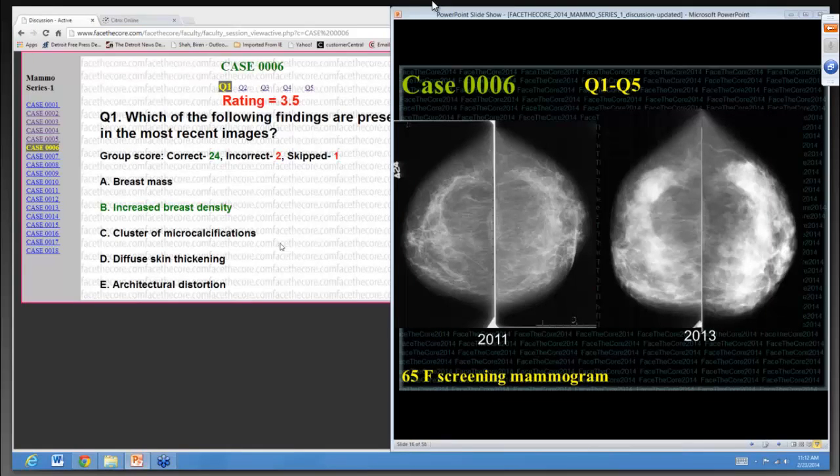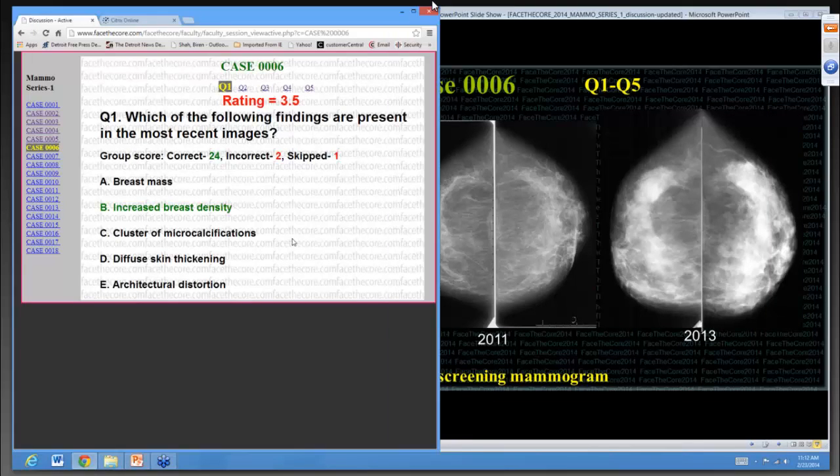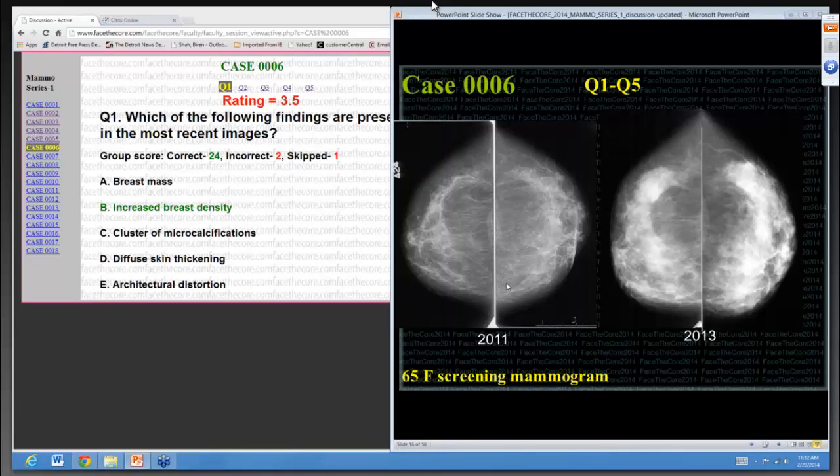Case six, we have a 65-year-old female for a screening mammogram, and what we're shown is craniocaudal views of both breasts in 2011, and in 2013 we see craniocaudal views of both breasts. And this is in the same patient. On this mammogram, breast composition is scattered fibroglandular densities. Here it's become more heterogeneously dense, or almost to a point of extremely dense. And so we have a change in breast composition in a 65-year-old.